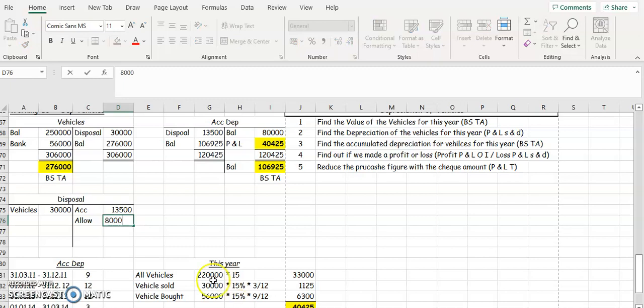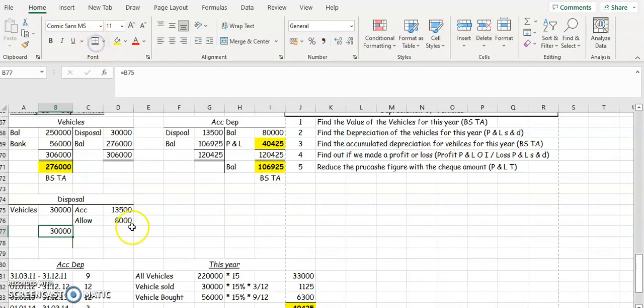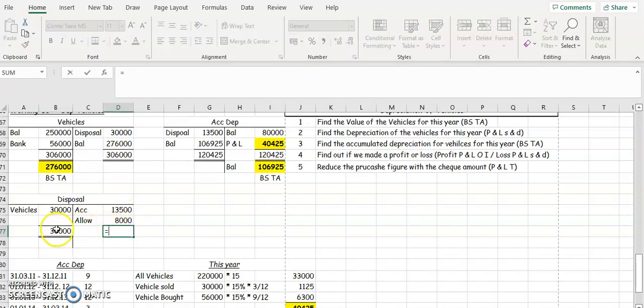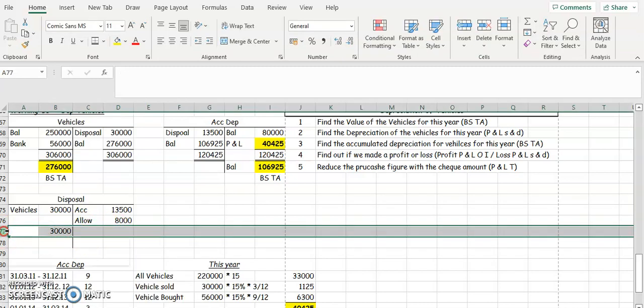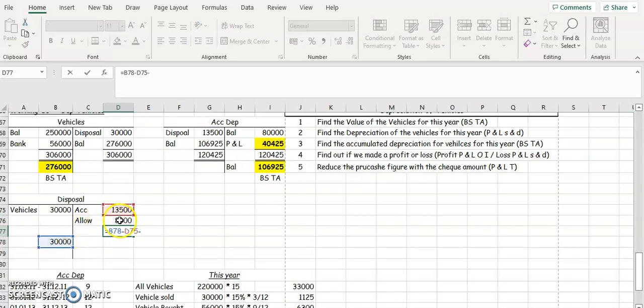Okay, so the value that we have for our car that we sold is 30,000. What do we get for it? We got about 20. So we made a loss in it. So we got 21,000 out. So we made a loss of 8,500.